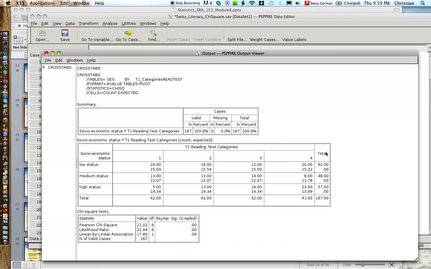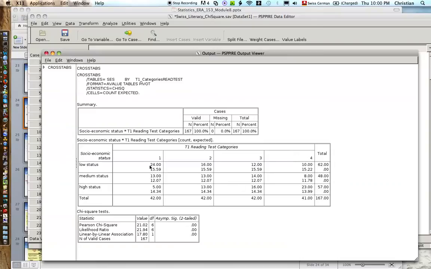You see here the total for low status is 62, medium status 48, and high status 57, for a total of 167. And then for each category in the reading test, there's 42, 42, 42, and 41. So there are almost equal expectations for each of these categories, and that's because I made these categories based on the percentiles. So this is the bottom 25%, 25 to 50%, 50% to 75%, then 75% to 100%.